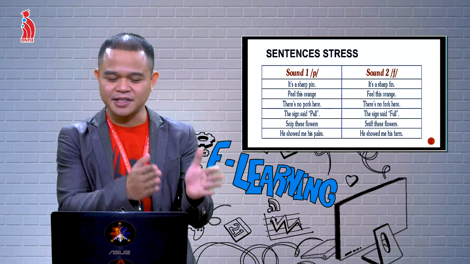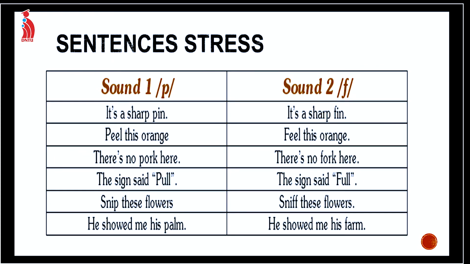Let's start. The first column is sound 1, letter P, and the second column is sound 2, F. It's a sharp pen. It's a sharp fin. Peel this orange. Feel this orange. There's no pork here. There's no fork here. The sign said pool. The sign said fool. Snip these flowers. Sniff these flowers. He showed me his palm. He showed me his farm.